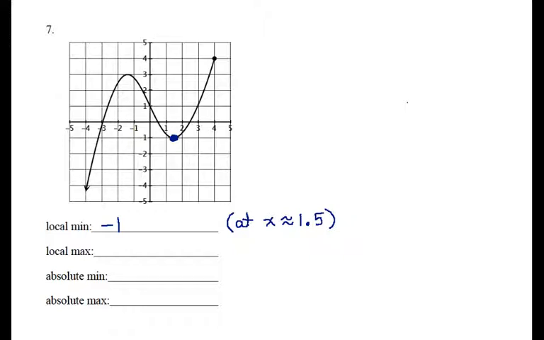Local max, again, looking for a value in the interior of the graph where it hits a high point. That local max is 3, and this occurs at approximately x equals negative 1.5.